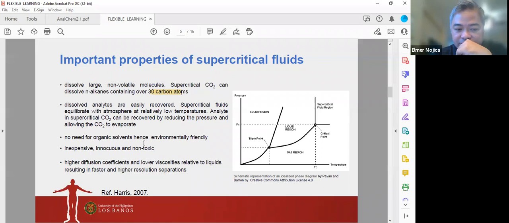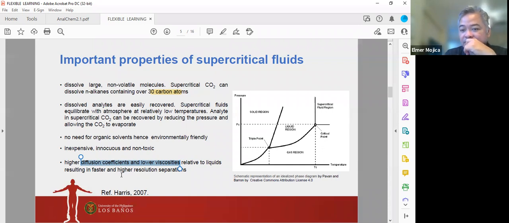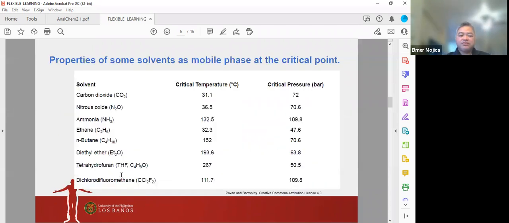fluid extraction. Now, the higher diffusion coefficient and lower viscosities relative to the liquids result in faster and higher resolution separations, as I've discussed earlier. It gets the best features of both the liquid and the gas chromatography. So carbon dioxide is the most common supercritical fluid. And as you could see, its critical temperature is just around room temperature, and it has a relatively low critical pressure.